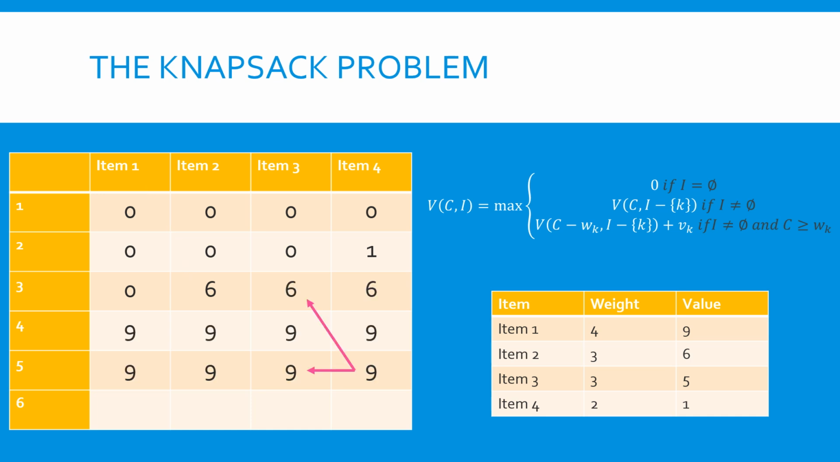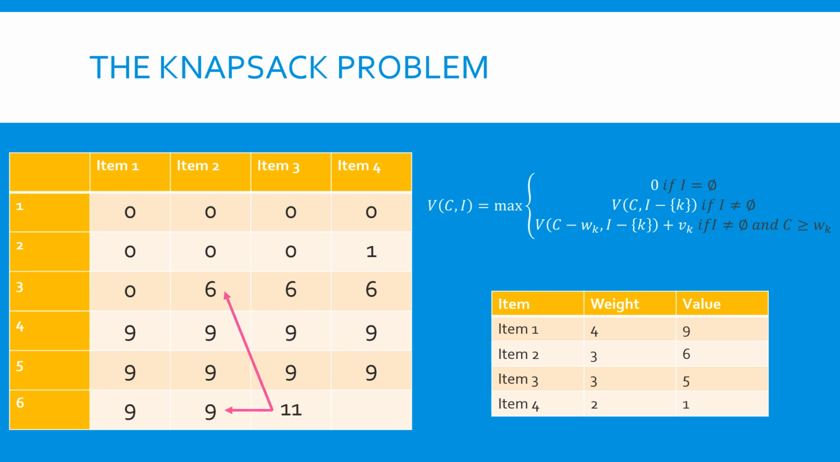For the entry M54, it can refer to the left and inherit from the previous selection with a total value of 9. Alternatively, it can refer to the top left dependent subproblem and select item 4. In this case, the new value becomes the existing value of the top left dependent subproblem, which is 6, plus the value of item 4, which is 1, resulting in a value of 7. Since 7 is less than the inherited value of 9, we will take the maximum value and fill M54 with 9.